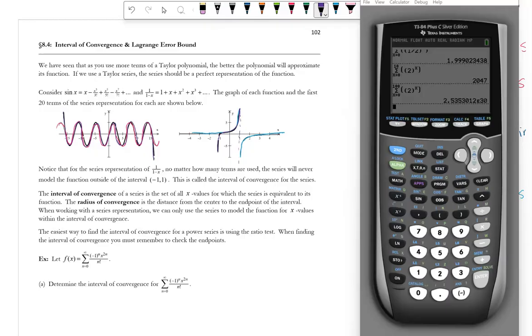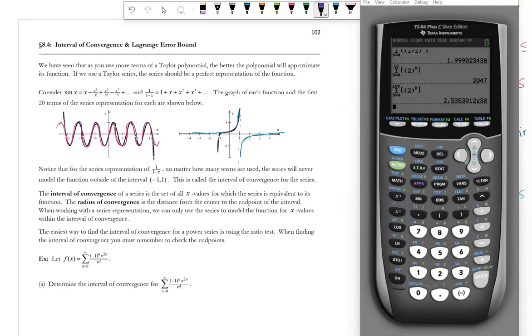And notice these x values are from -1 to 1. The reason is that this function is centered at 0, and you can only go 1 to the right because of the asymptote, so you can only go 1 to the left also. So this function and this series are only equivalent to each other for values between -1 and 1, whereas sine of x is equivalent to its series for all values. This is called the interval of convergence. We're asking ourselves, on what interval does the series and the function match up perfectly?